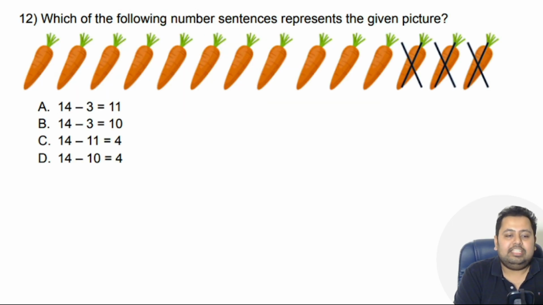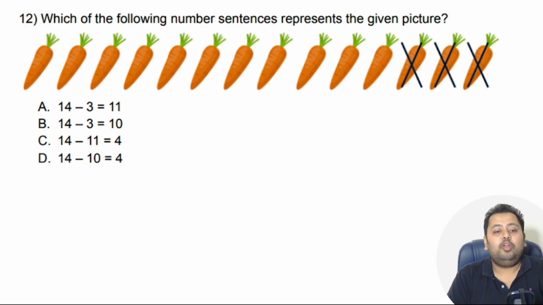Let's now go to question number 12. Which of the following number sentences represents the given figure? So you see a number of carrots given over here. Some carrots are cancelled out. Which of the following number sentences represents the given figure? Solve it and we meet the other side.